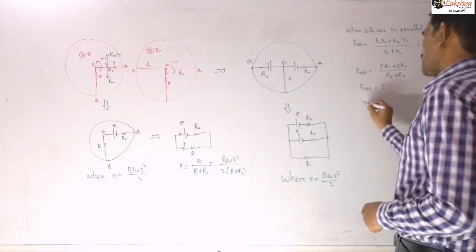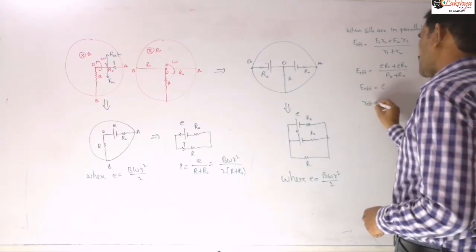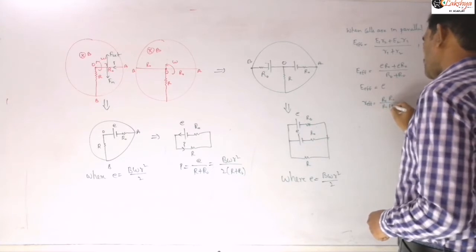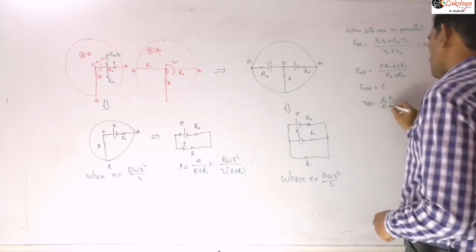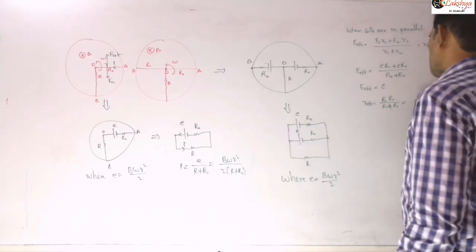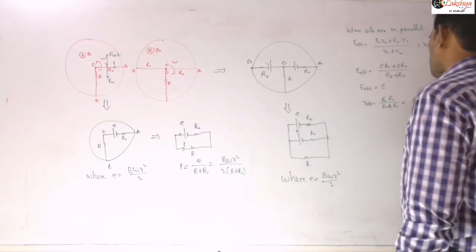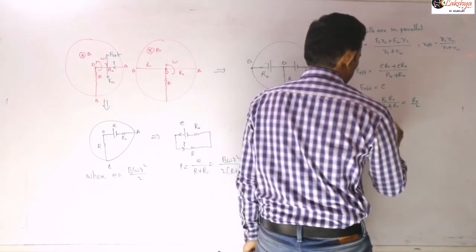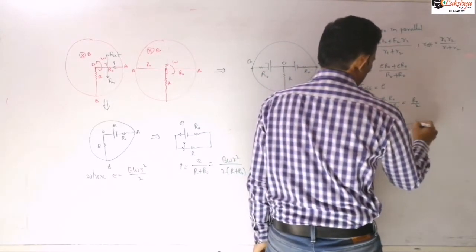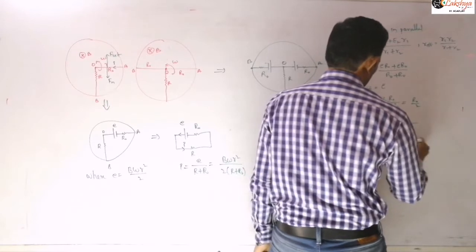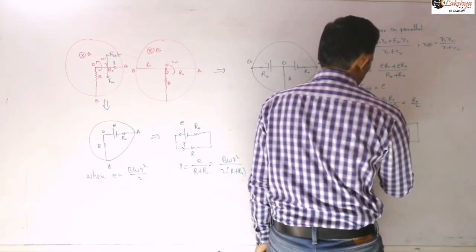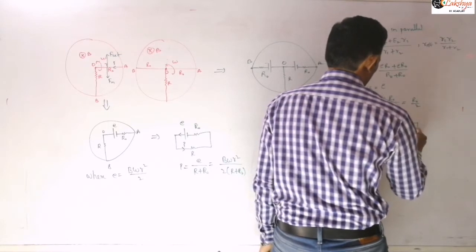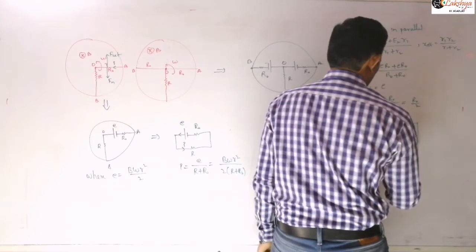And R effective, the effective internal resistance, I can write as R naught into R naught by R naught plus R naught, which is equal to R naught by 2. So now I can replace this circuit with a single cell and a single internal resistance. So this is our resulting circuit: E net is equal to E only, but R effective is equal to R naught by 2, and this is our R.